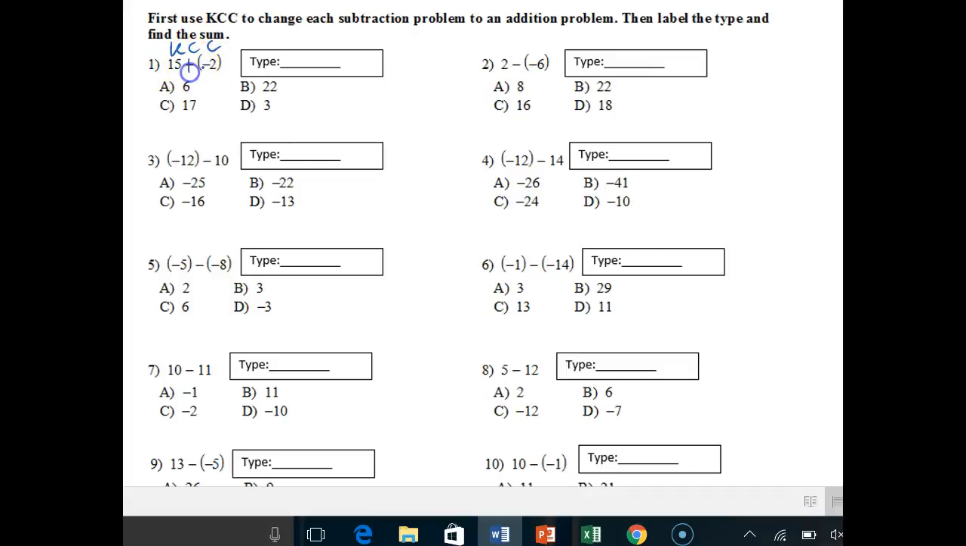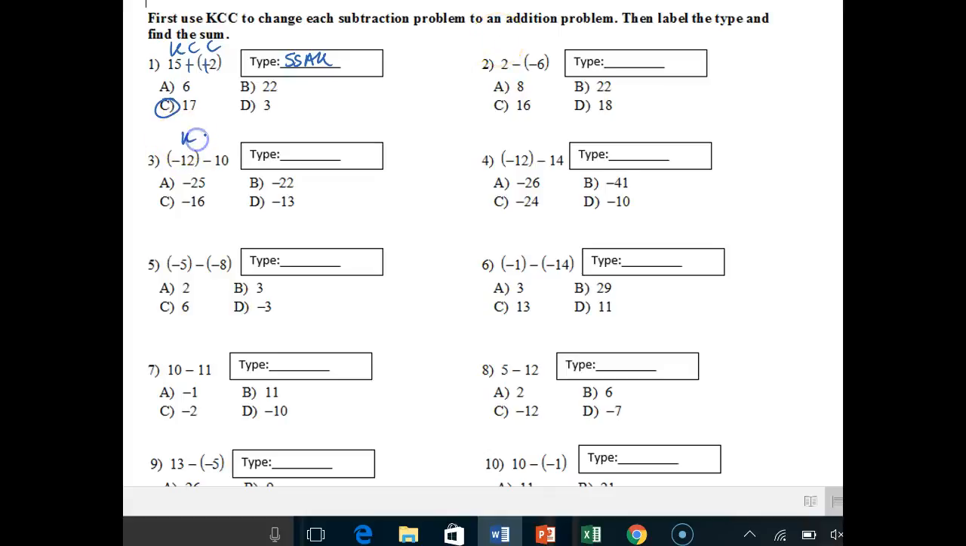So 15 plus positive 2. Now you're going to tell me, okay, I have 15 plus positive 2, both of those are positive. You're going to say SSAK. You're going to say same signs, add, keep, and that's how you get 17. Right, so number 3. I would pause the video if I were you right now and do number 2 because it's very similar to number 1.